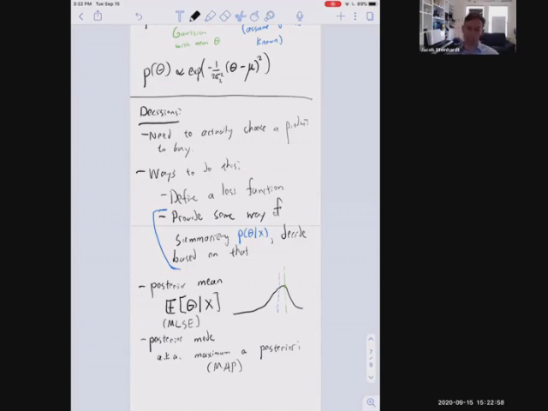So I wouldn't worry too much about these fancy names, but it's useful to just know that they exist, so that if you see these acronyms in other places, you'll know where they come from.